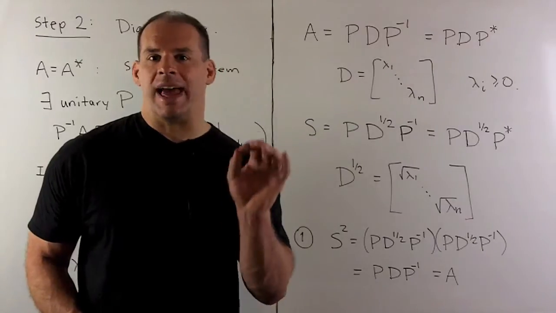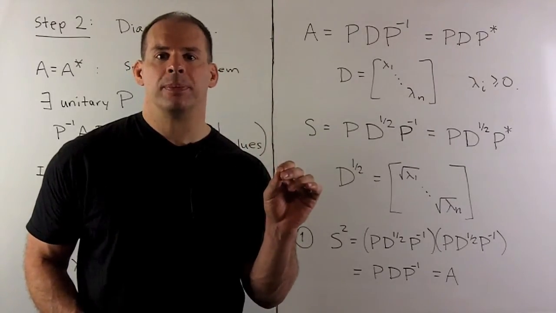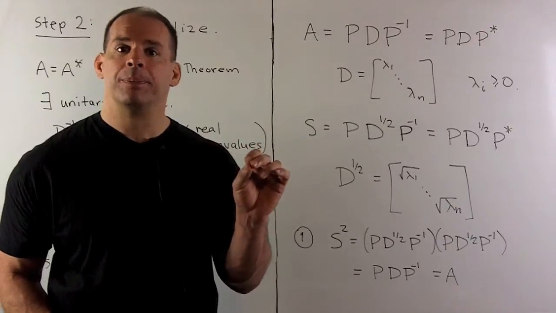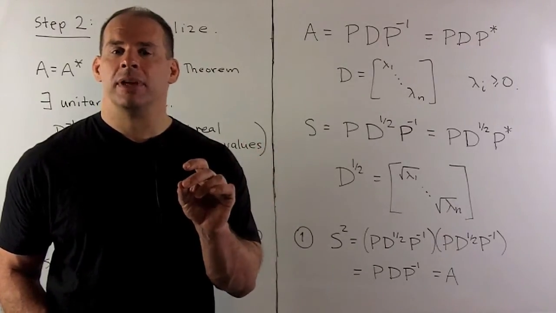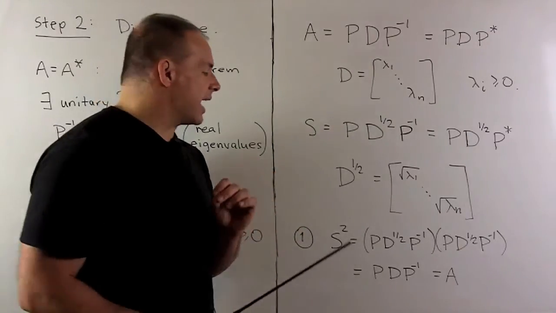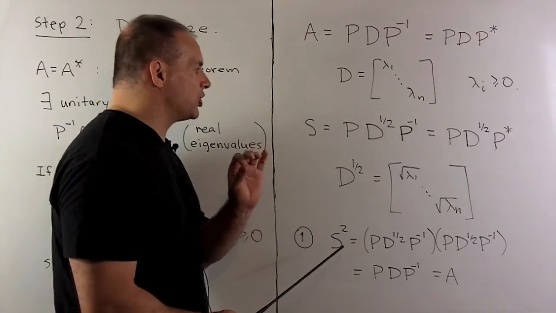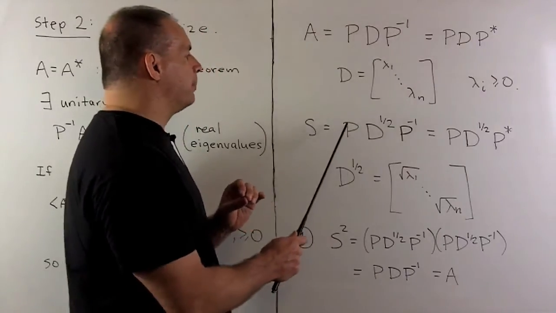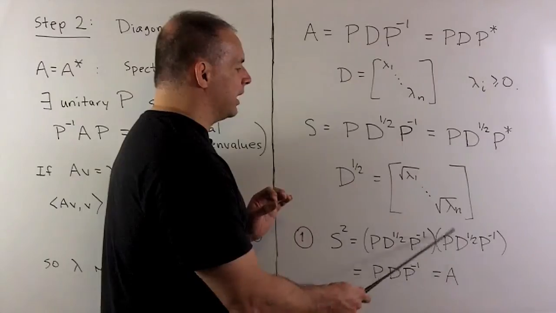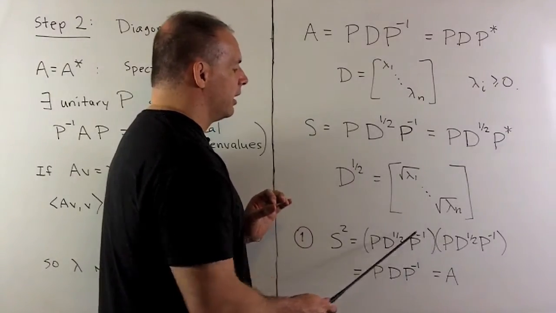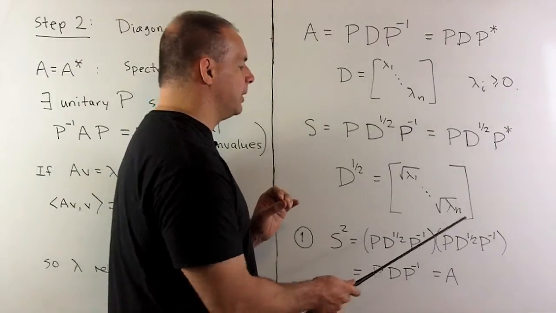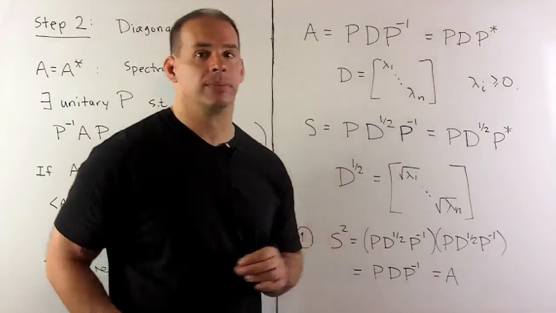First, that S squared is equal to A. Then, that S is positive semi-definite. Finally, S is unique. To see that S squared is equal to A, we just crunch it out. So if I multiply P D to the 1/2 P inverse times itself, the P's on the inside collapse. The D to the 1/2 times itself gives us D. I'm left with P D P inverse, which is our A.